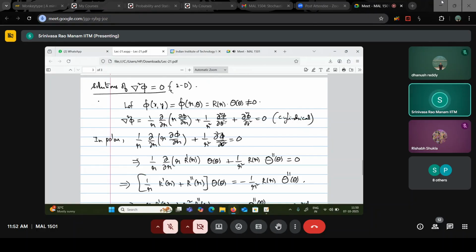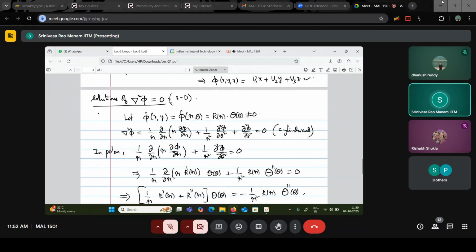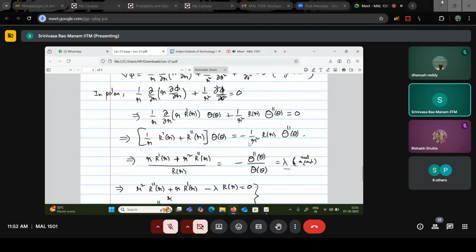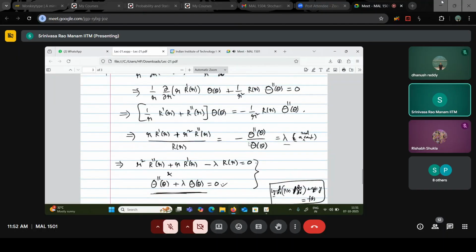Actually, we are only in 2 dimensions, so cylindrical need not worry. We simply write only this one, polar coordinates. So d square phi by dz square, take it as 0. In polar coordinates, you substitute and you see that variables are separated, like in your separation of variables, and this will be a real constant lambda. Whether it is real or not, we don't know.